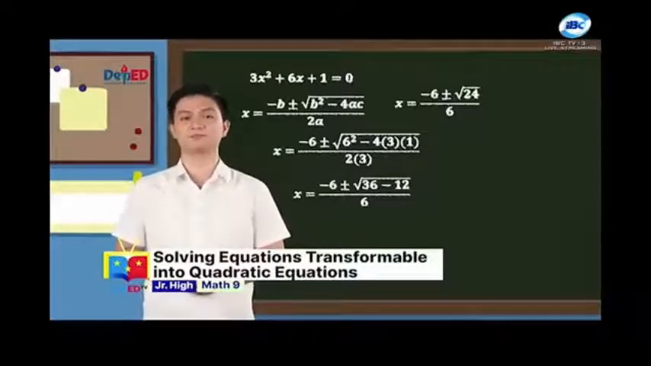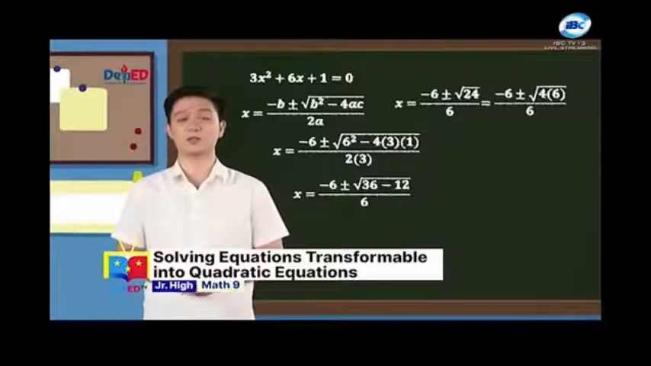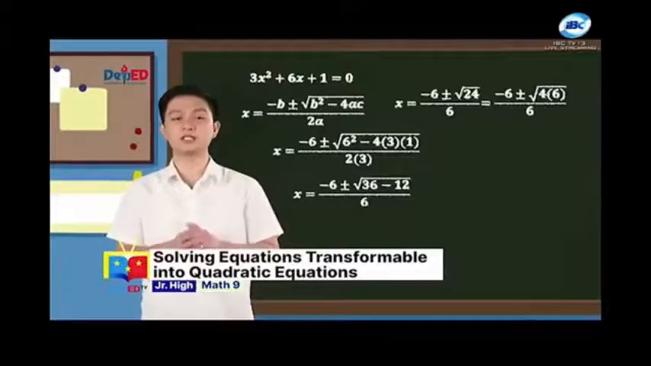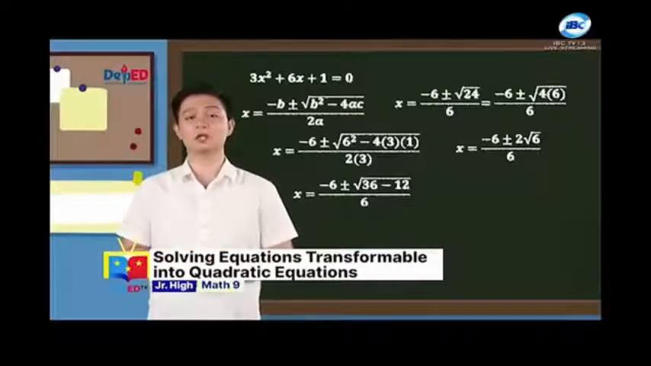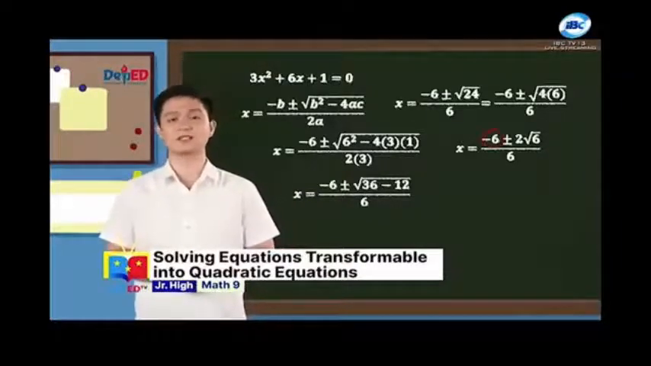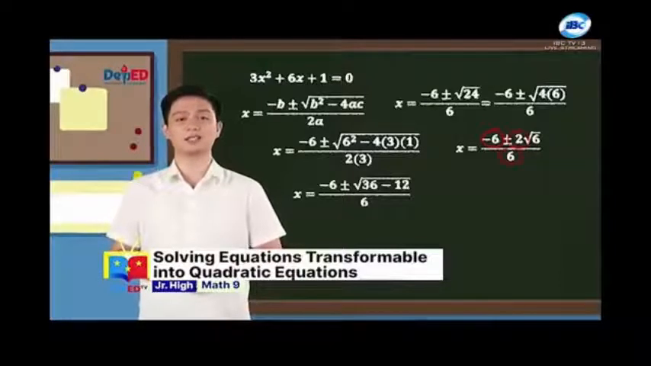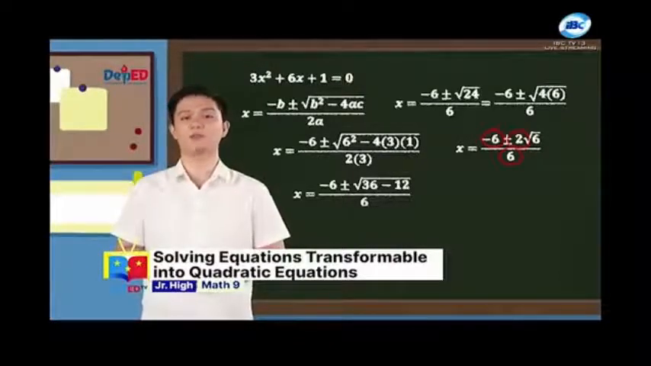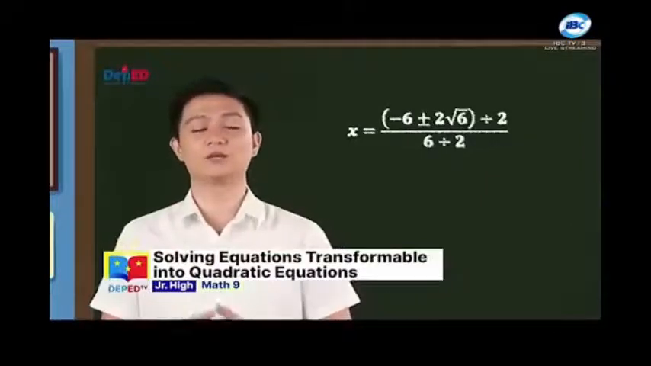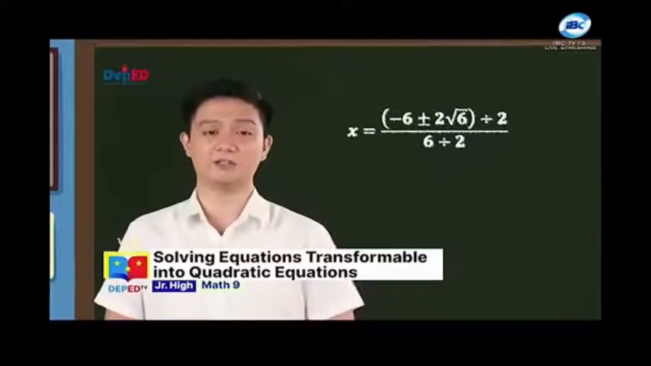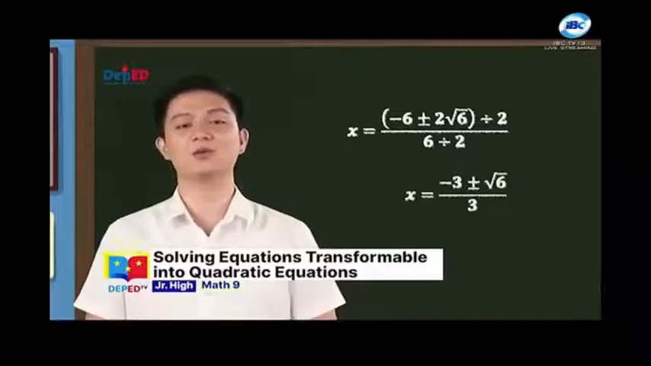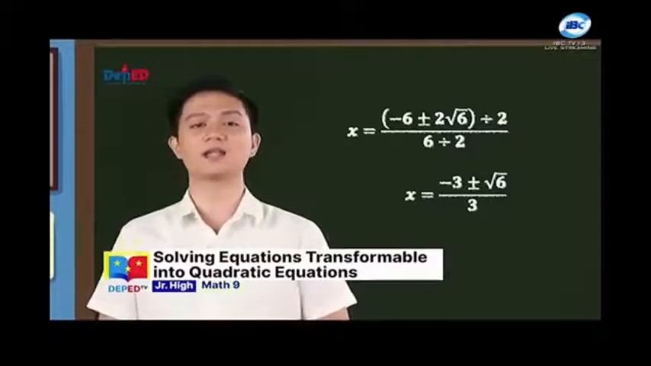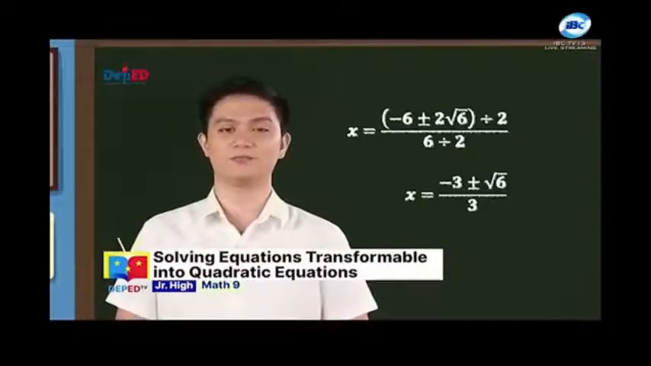24 all over 6. 24 can be expressed as the product of its largest perfect square factor, which is 4 and 6. X is equal to the negative of 6 plus or minus 2 square root of 6 all over 6. The constant negative 6 and the coefficient 2 and the constant 6 in the denominator are all divisible by 2. So, we can reduce the expression to its lowest term by dividing both the numerator and denominator by 2. Thus, x is equal to negative 3 plus or minus square root of 6 all over 3.